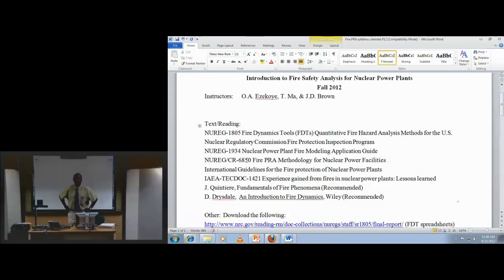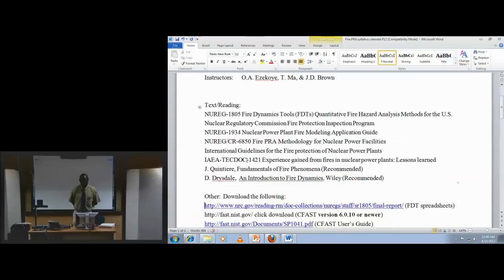The syllabus is displayed on the accompanying screen, and I'd like you to note that the instructors for this class really are myself and Ting Ma and J.D. Brown from Oklahoma State University. So as we look at the syllabus, I'm going to scroll down in the syllabus. The syllabus gives certain texts for you to take a look at, to read.